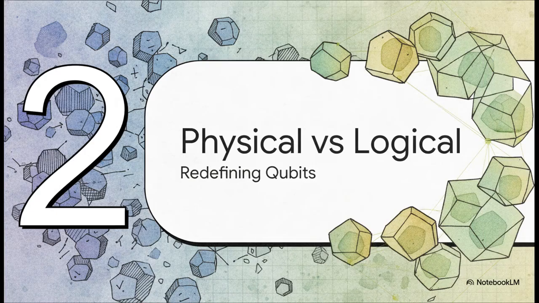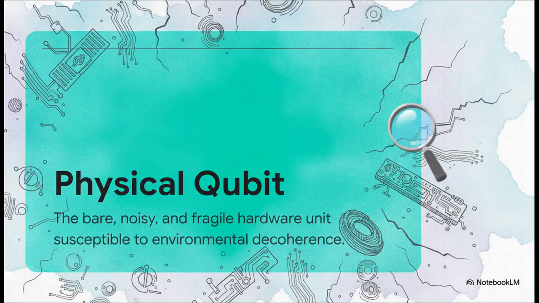Moving on to Section 2, we need to look at physical versus logical qubits. Let's start with the physical qubit. Think of this as the bare, noisy, and incredibly fragile hardware unit. It doesn't matter if we're talking about a superconducting loop or a trapped ion. It is heavily susceptible to environmental decoherence and operational errors. That fragility is exactly why deep, complex algorithms just flat out fail on today's machines. The information simply degrades way before the computation is even finished.